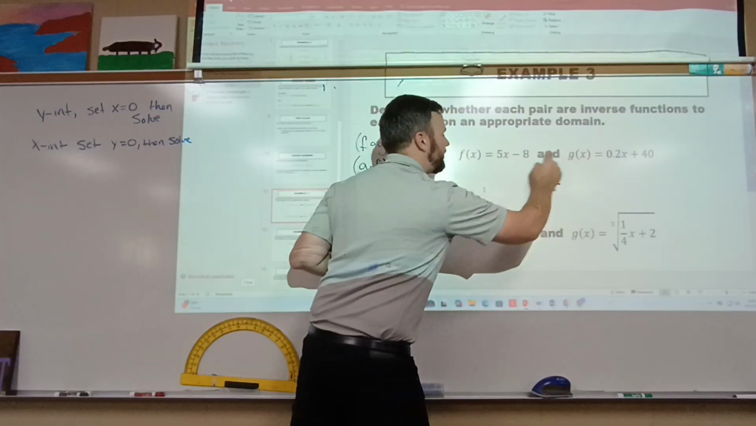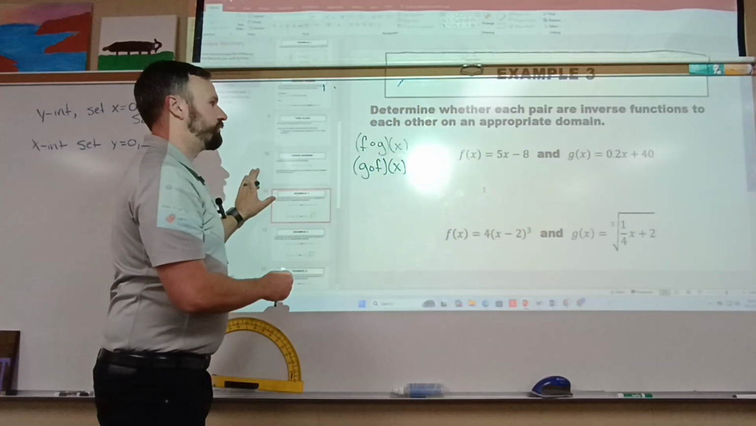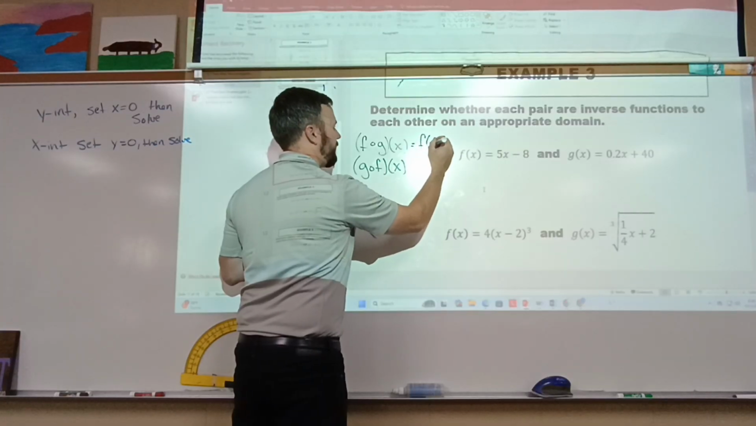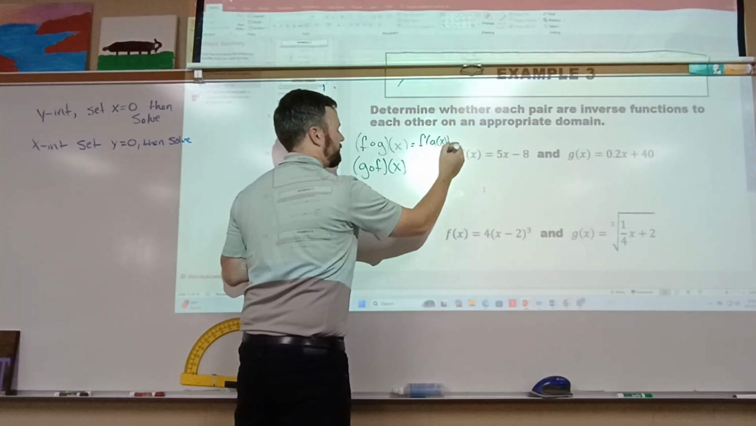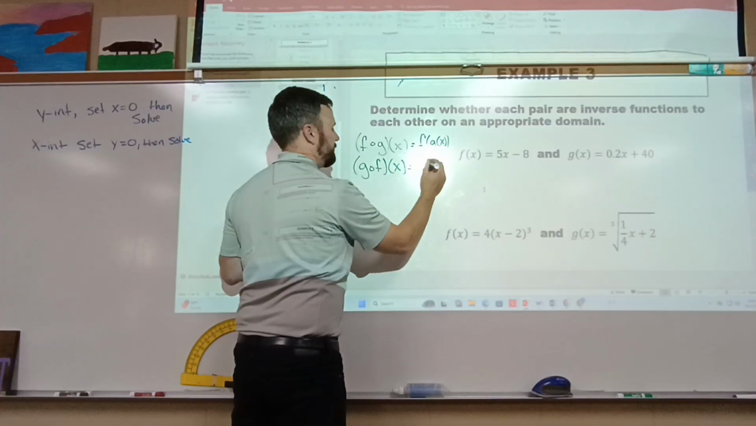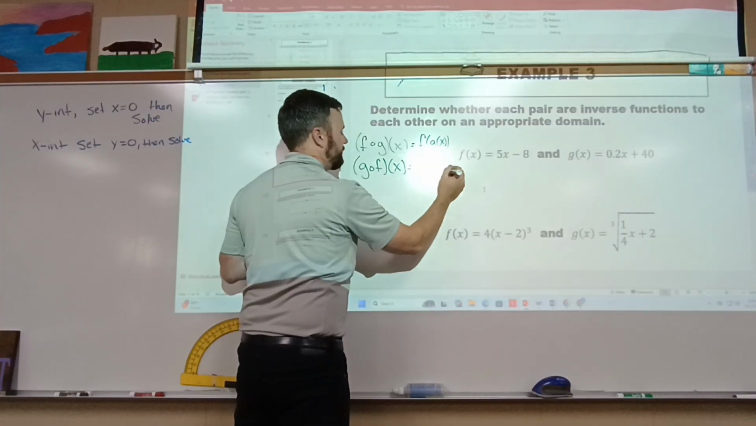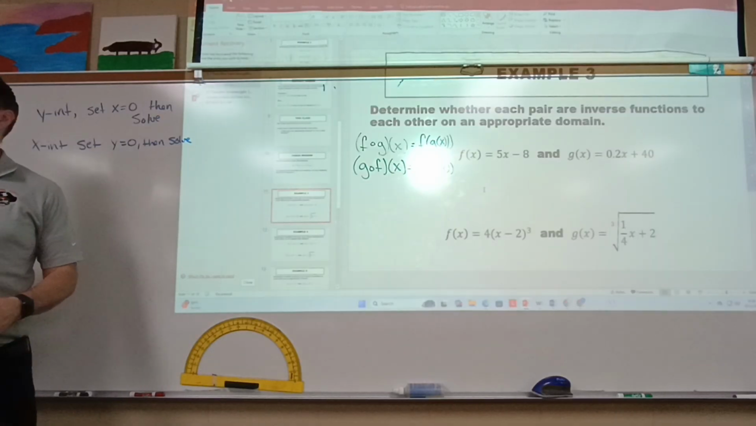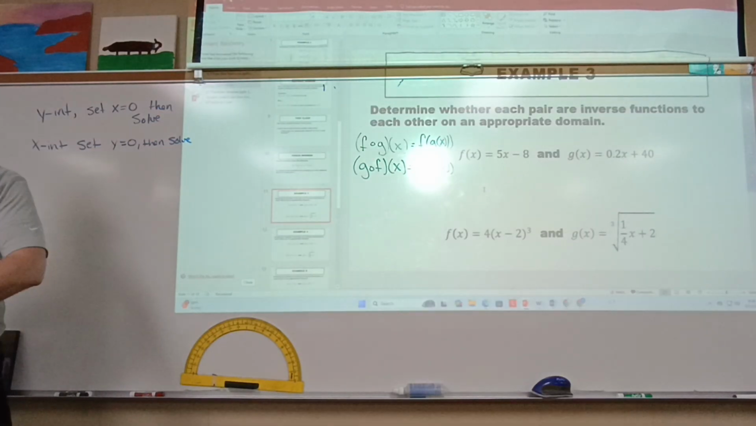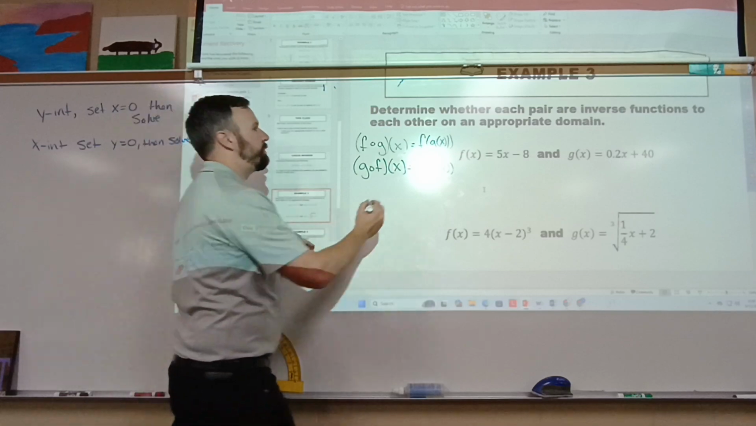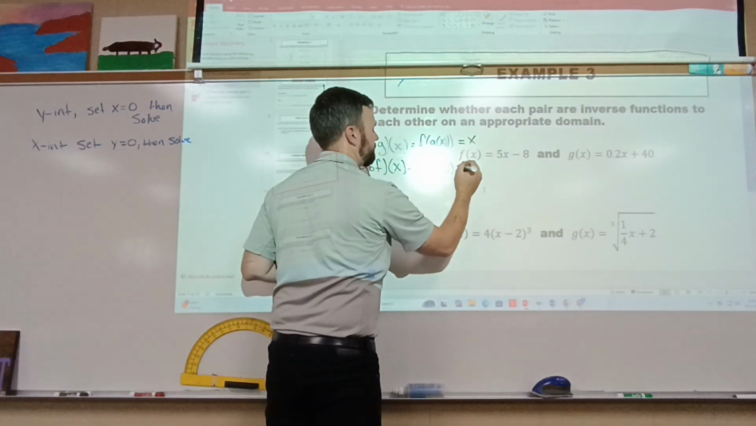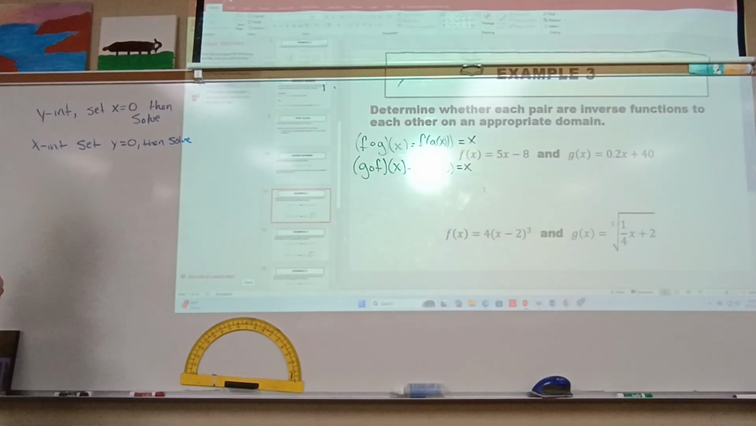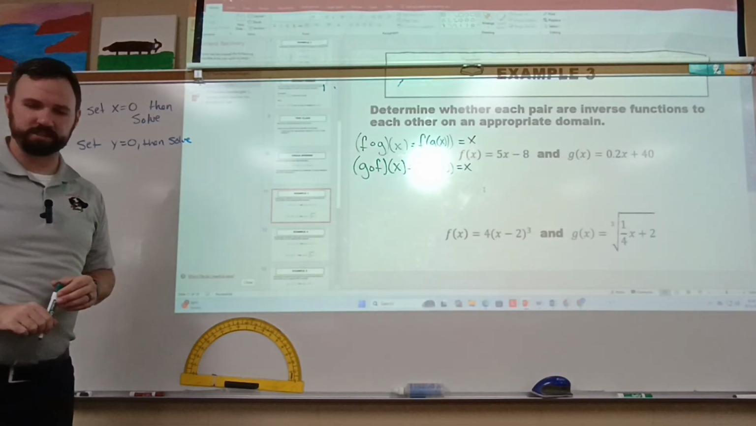So I plug these into each other. I skipped a few slides. So remember, that means f of g of x, right? And g of f of x. And what happened when I took the square root of x squared? What did I get? x. So what do I need to get out? x. It needs to be by itself. Okay? I need to get it by itself.